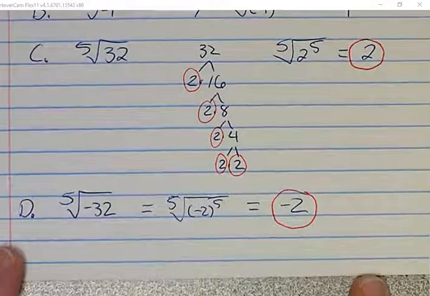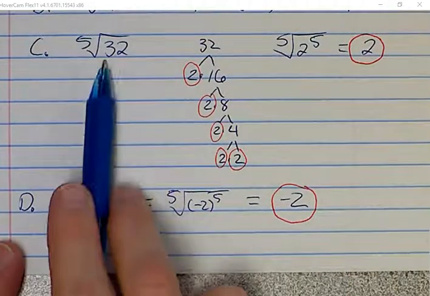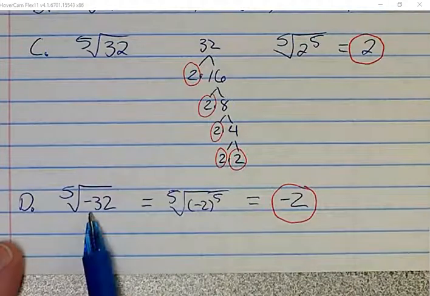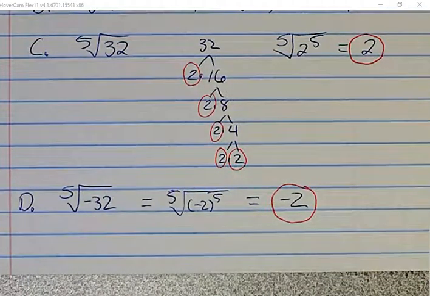So if there's any good thing about the odd indexes, you basically break the numbers down. If it starts positive, the answer is positive. If it starts negative, the answer is negative. So the odd indexes are actually a little bit easier because whatever you start with, that's the way the answer is going to be.